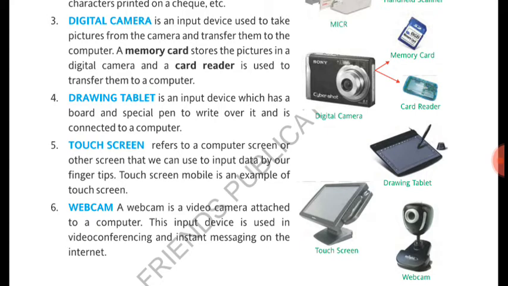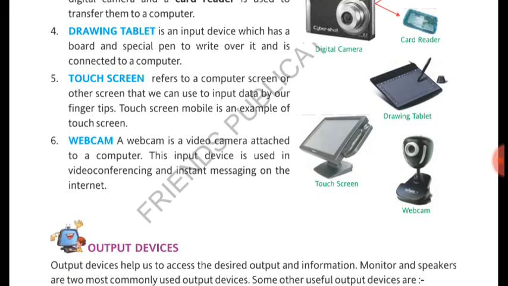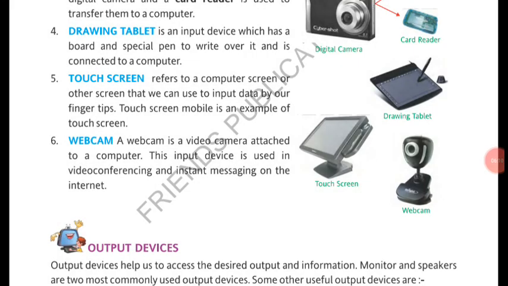Next is the webcam. A webcam is also an input device, attached to the top of the monitor. It is inbuilt inside the laptop, and you can see it at the top of the laptop screen, but on a monitor it is generally externally attached. It inserts pictures into the memory. So this is all about the input devices. I hope that this is understood.